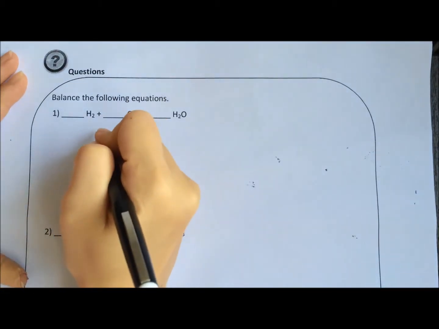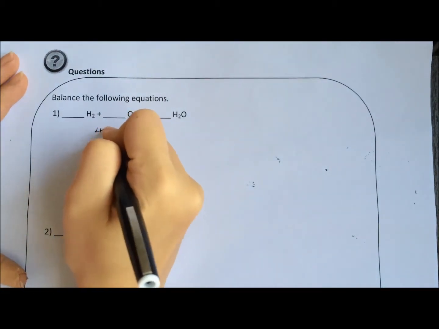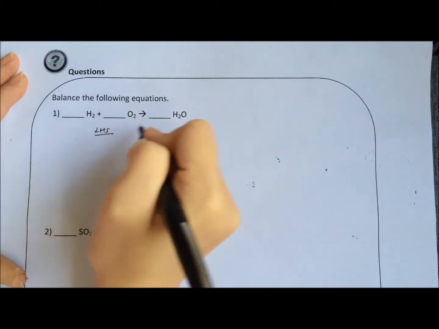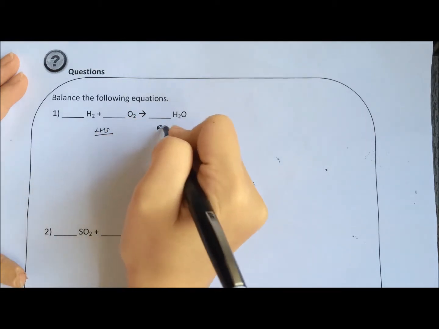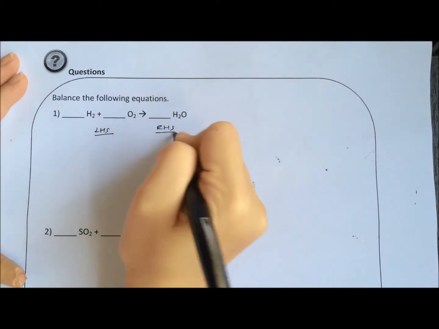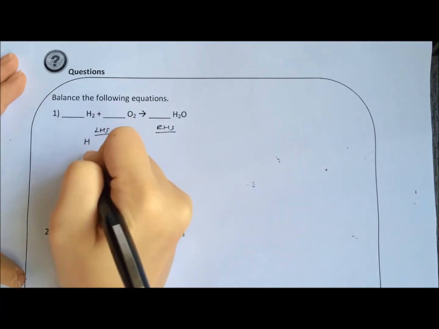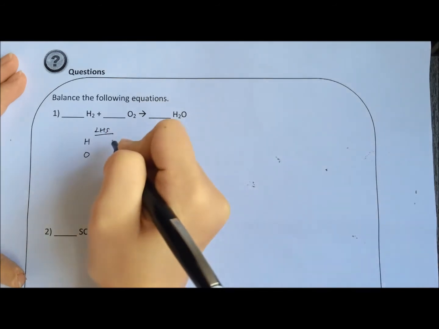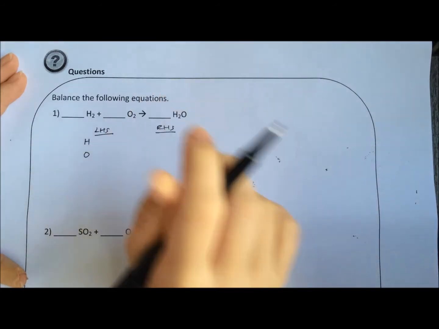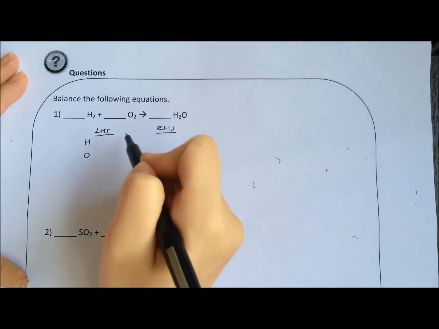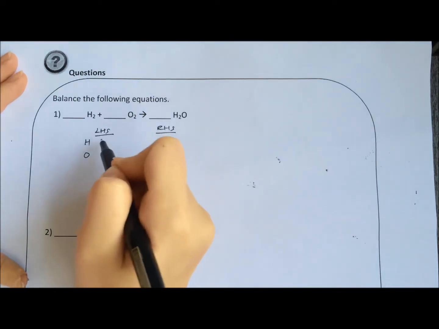Okay, so we're going to try question 1. Since there is no table given to us, usually we can do our own writing where we write left hand side and right hand side. So we look at what elements are there. So we have H for hydrogen, O for oxygen. Okay, this writing helps, especially if you don't know how to start balancing.